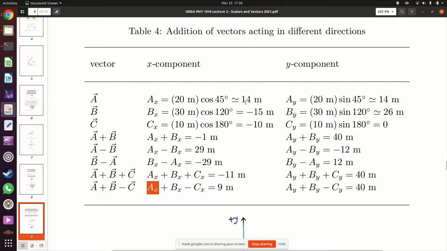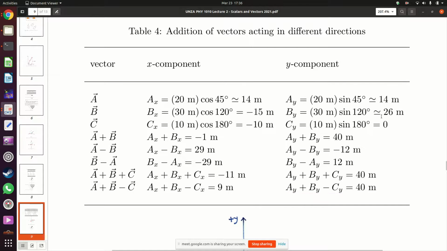So ax is 14 meters, bx is minus 15 meters, cx is minus 9 meters. So here we're going to have 14 meters plus minus 15 meters minus minus 10, and you're going to end up with 9 meters. So here we have the x component equal to 9 meters, and it's positive, so it's pointing along the positive x-axis.